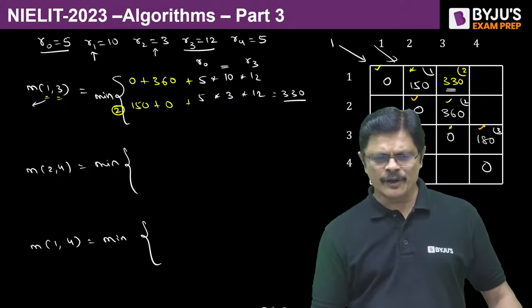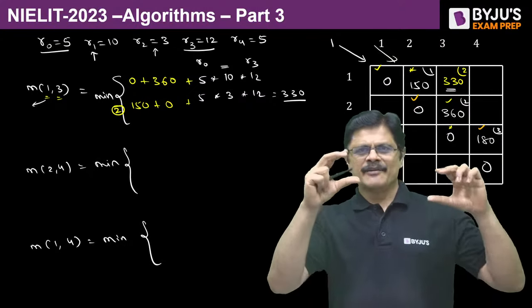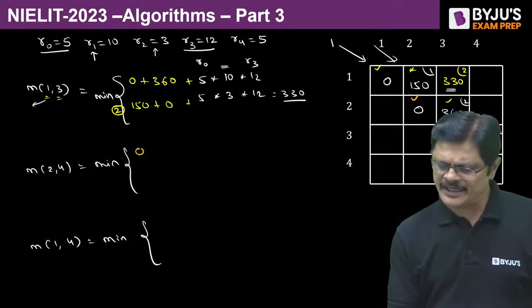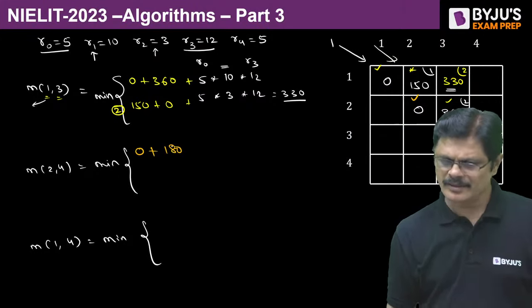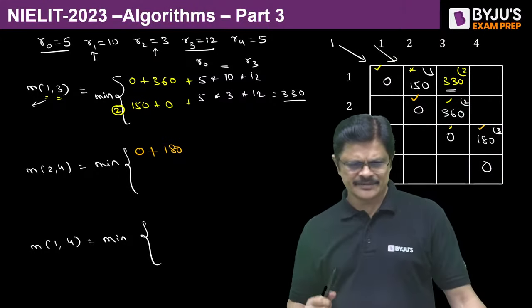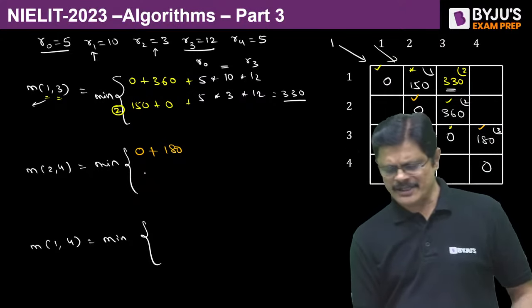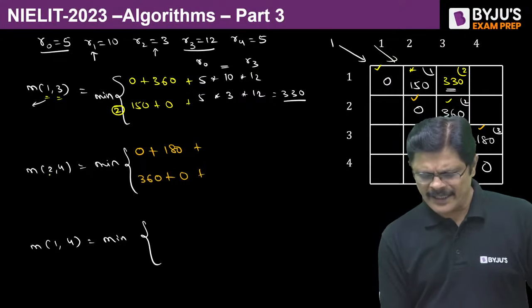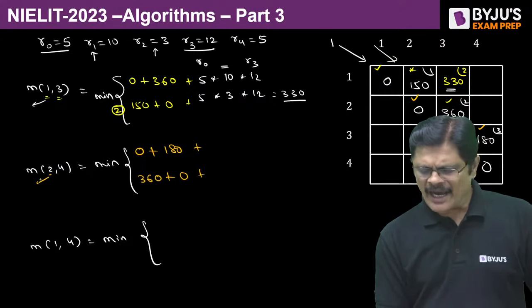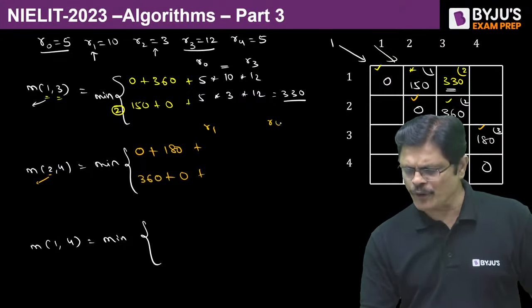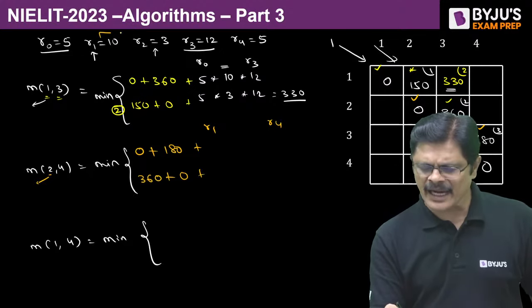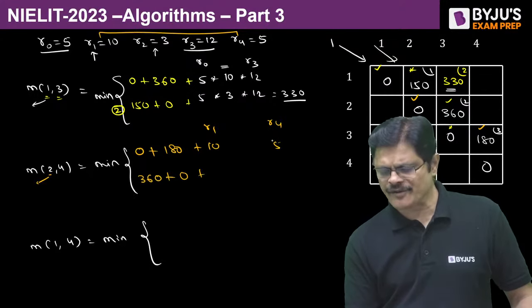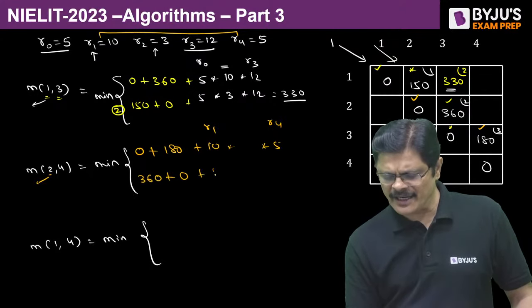And the bottom one you find out. That is, for this diagonal value and the bottom value, that is 0 plus 180, then 360 plus 0. Now here, when it is 2 4, it means R1 and R4 are fixed. R1 is 10 and R4 is 5. These are fixed. The intermediate values will change.